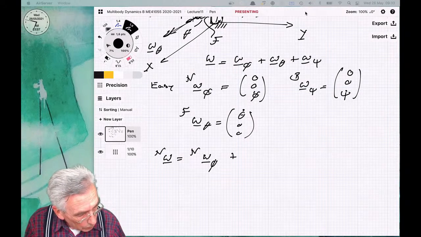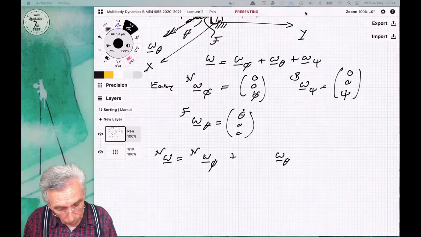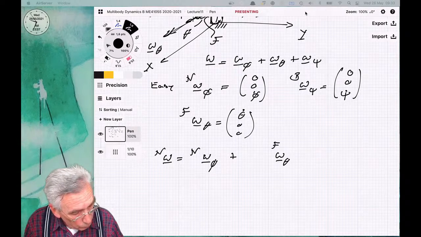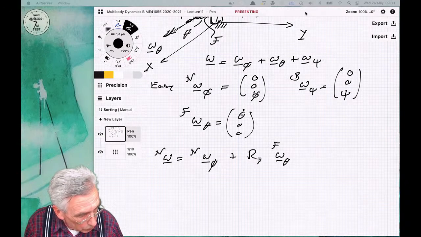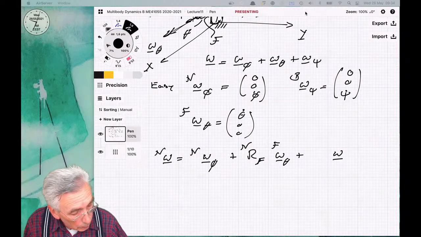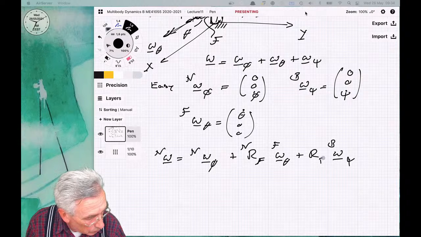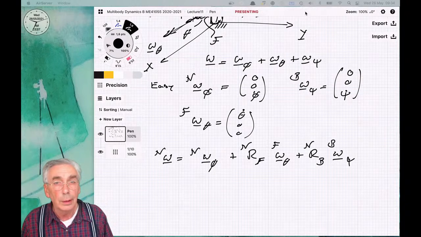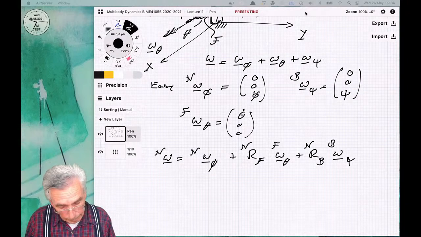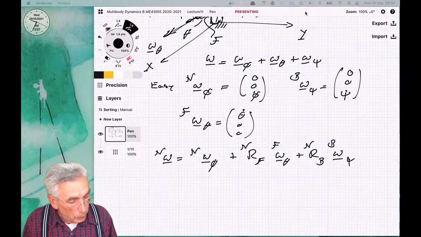Then the next one is the omega theta. Now we have to do something, because that is in the F frame, and I need a rotation matrix which goes from the F frame to the inertial frame. And again I have an omega, the last one, the psi, and that's in the body fixed frame, and I need a rotation matrix from the body fixed frame to the inertial frame. Then the next step is, of course, filling in these rotation matrices.